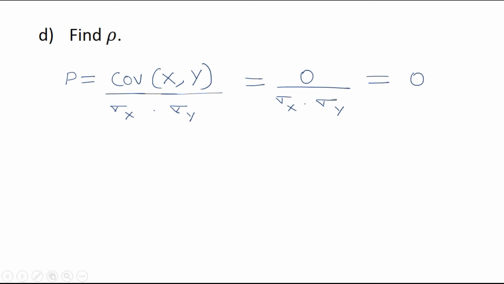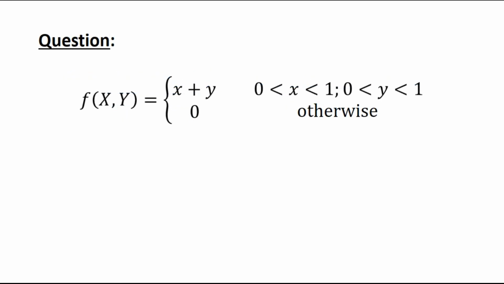Okay. Next question. We have given this function as x plus y and the range for x and y is given as 0 to 1. First part, we need to find marginal probabilities. So let's first calculate f x.